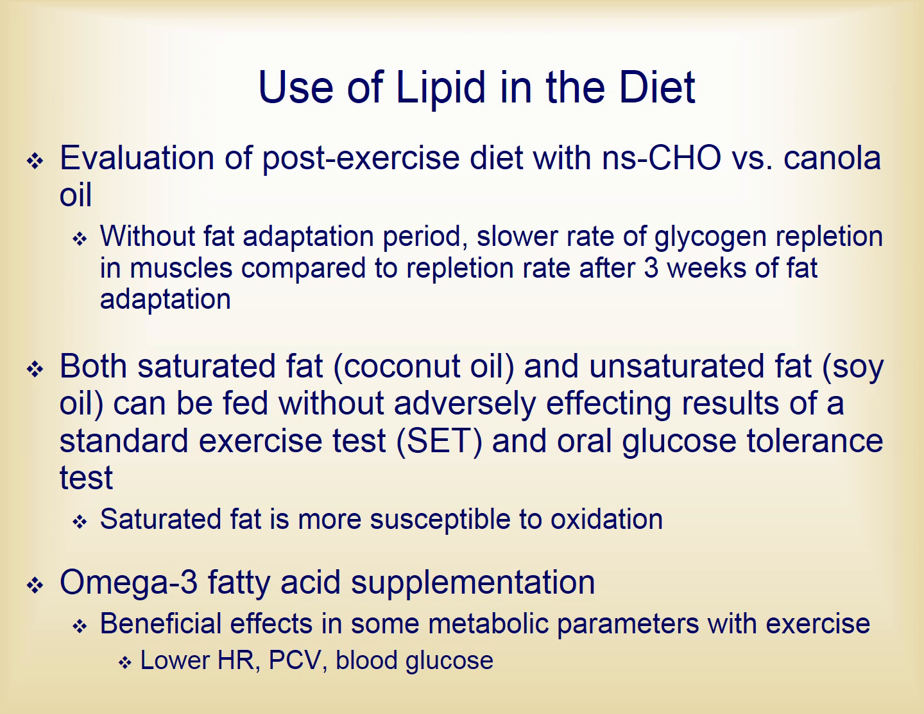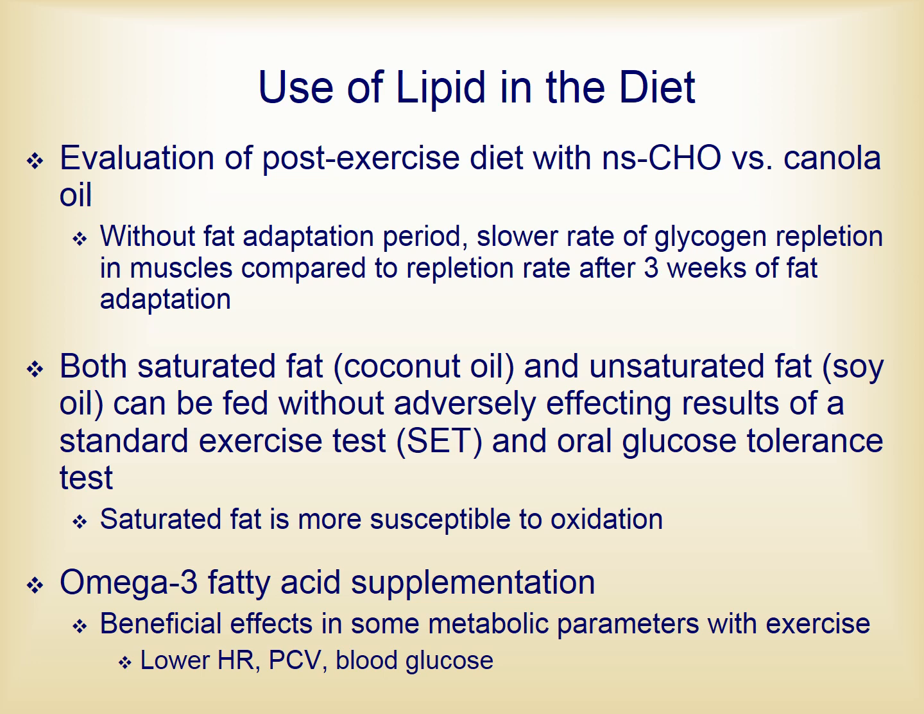A number of other studies have looked at the effects of adding oil or fat to the ration of an athlete. One study looked at using a post-exercise diet that had either non-structural carbohydrates or canola oil, and they found that without a fat adaptation period, there was a slower rate of glycogen repletion in muscles compared to the repletion rate after 3 weeks of fat adaptation. So again, having a period of fat adaptation was beneficial in this case for glycogen repletion.